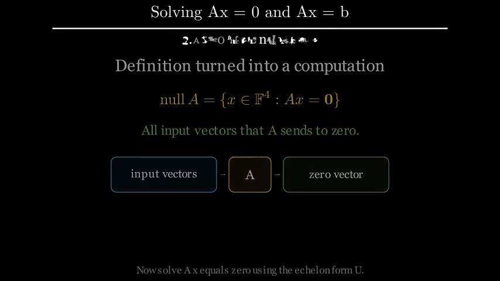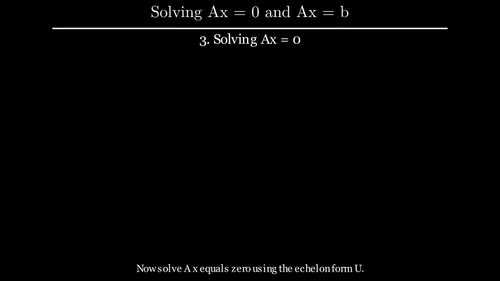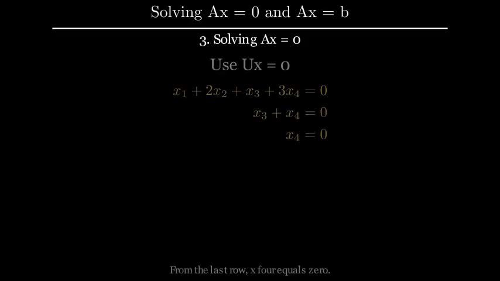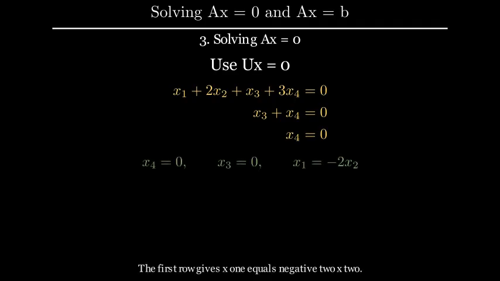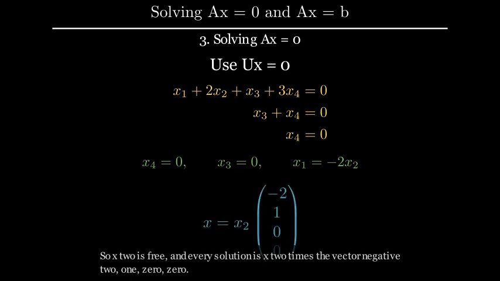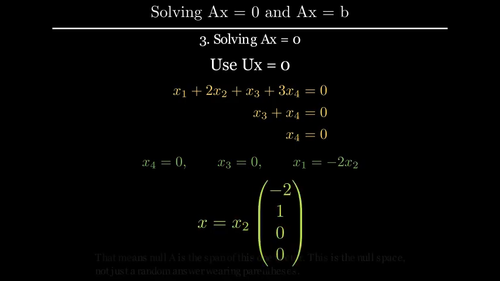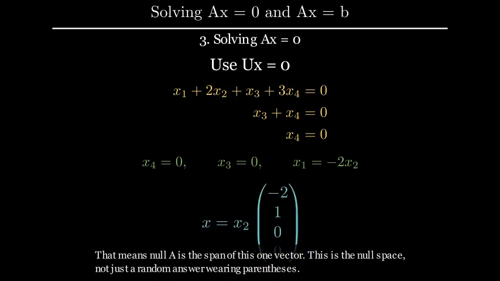Now solve AX equals 0 using the echelon form U. From the last row, x4 equals 0. Then the second row gives x3 equals 0. The first row gives x1 equals negative 2x2. So x2 is free, and every solution is x2 times the vector negative 2, 1, 0, 0. That means null A is the span of this one vector. This is the null space. Not just a random answer wearing parentheses.